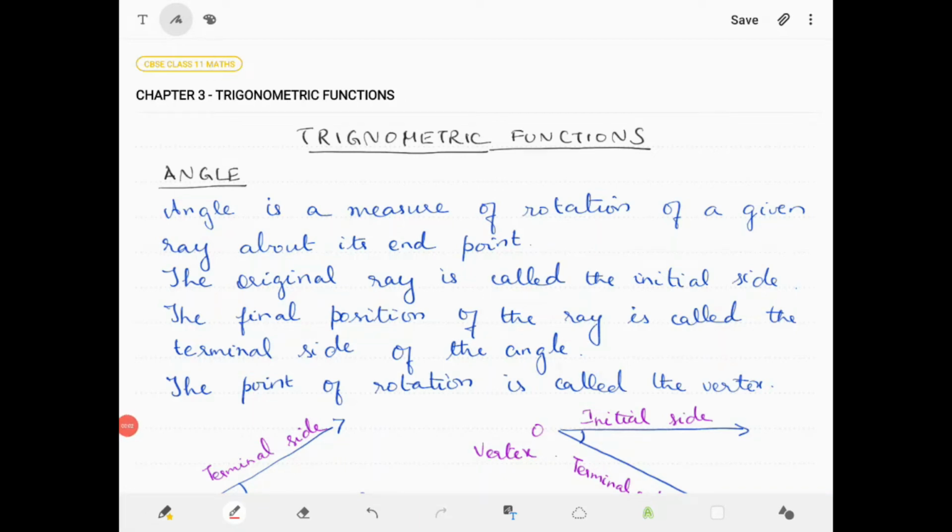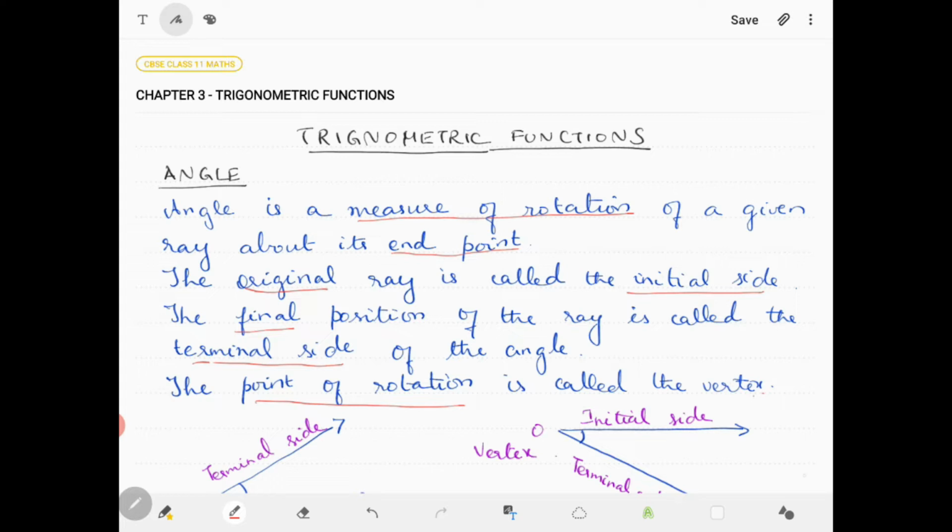Hi students, let us now look into the introduction of chapter 3 Trigonometric Functions. The first one is angle. Angle is a measure of rotation of a given ray about its end point. The original ray is called the initial side and the final position of the ray is called the terminal side of an angle, and the point of rotation is called the vertex.